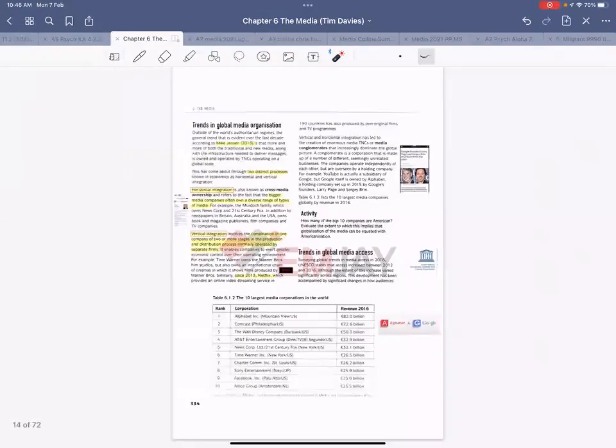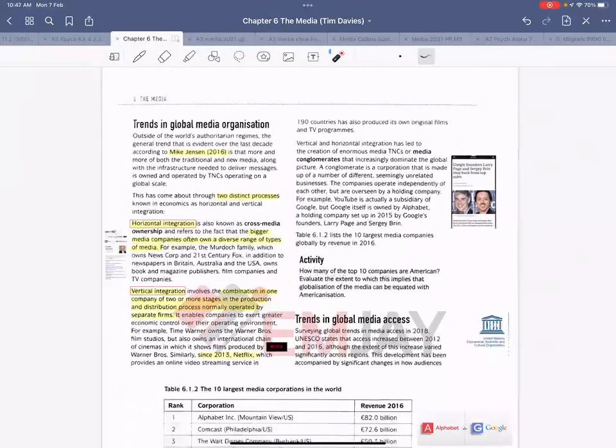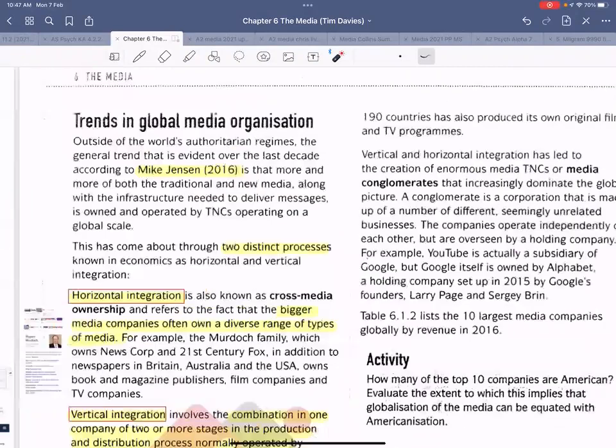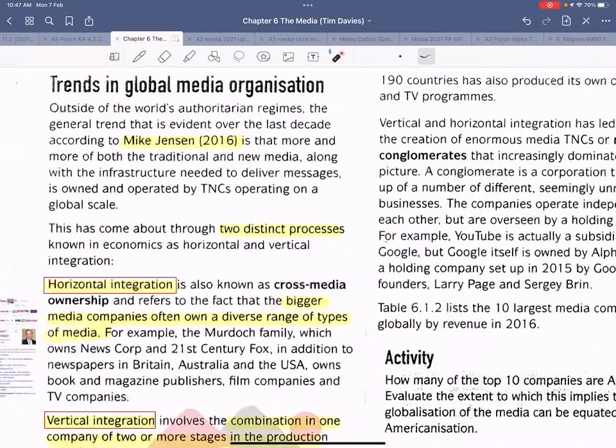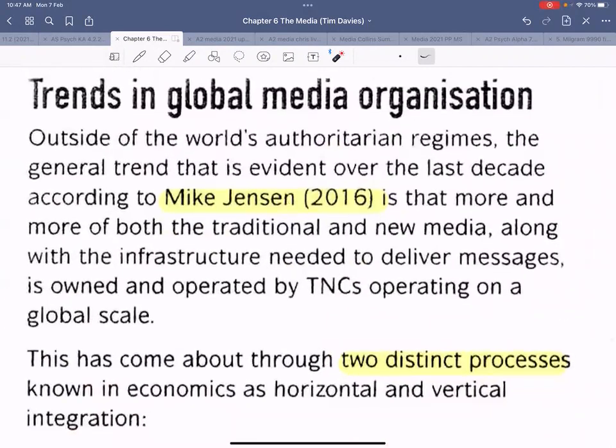Moving on, let's talk about trends in global media organizations. If we talk about these trends, we'd more or less be focusing on two different types of integration, horizontal integration and vertical integration. Outside of the world's authoritarian regimes, the general trend that is evident over the last decade, according to Mike Jensen in 2016, is that more and more of both the traditional and new media, along with the infrastructure needed to deliver messages, is owned and operated by these transnational companies operating on a global scale.